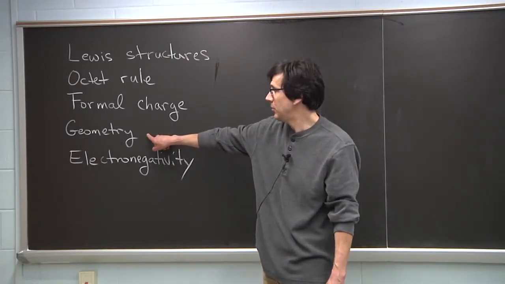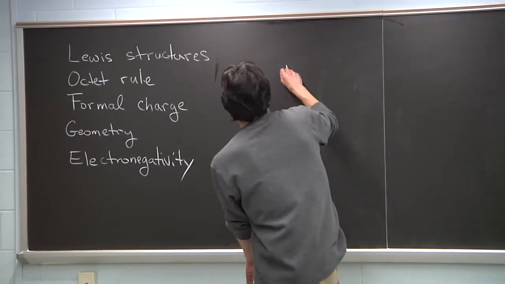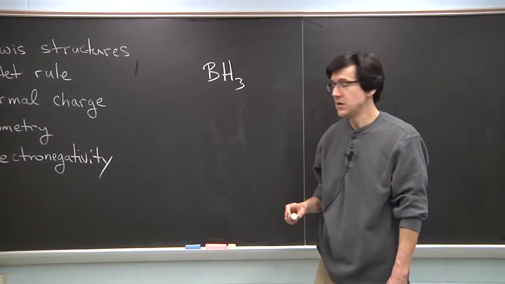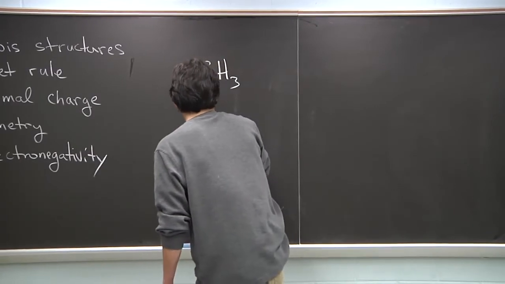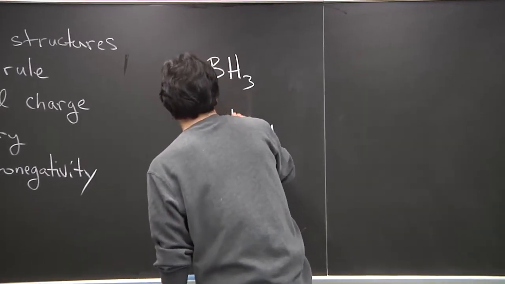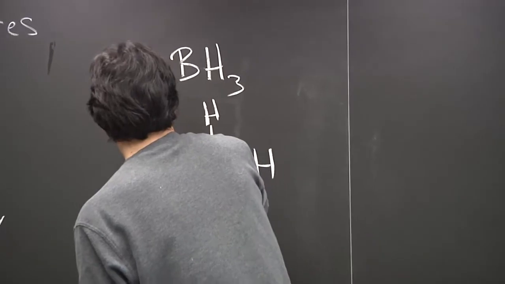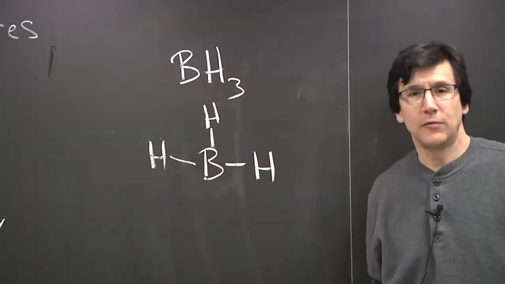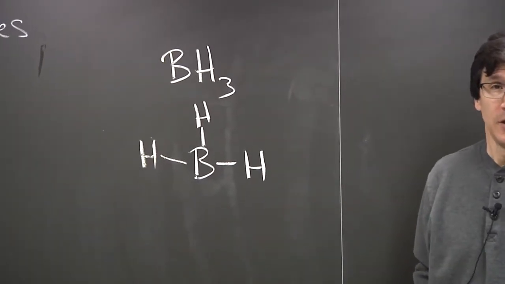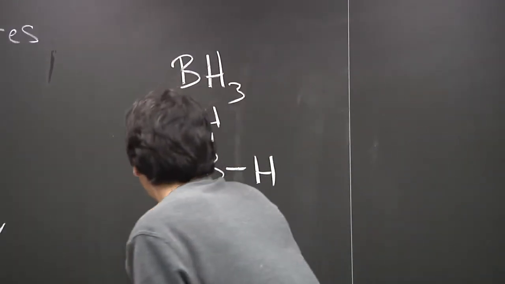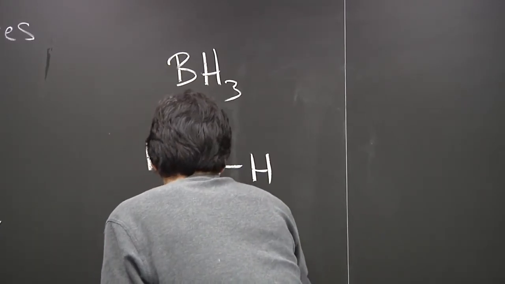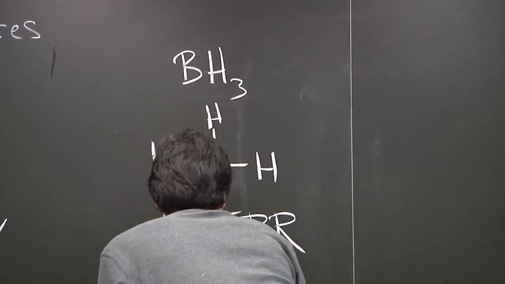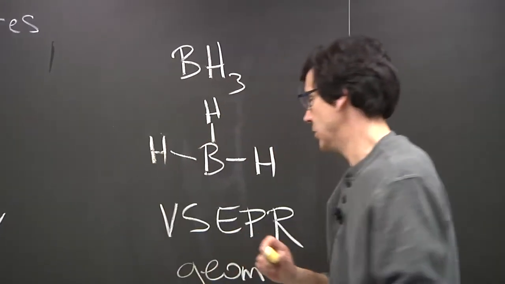Let's do a geometry problem. The last problem had to do with borane, BH3, and you saw that we could draw a Lewis structure that looked something like this. But this probably doesn't represent the real geometry of the molecule. So the question is, use VSEPR theory to predict the geometry of this molecule.